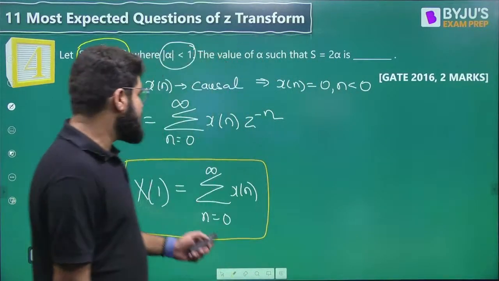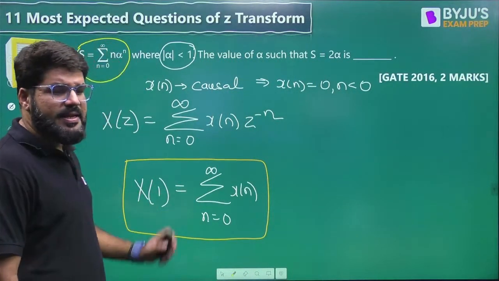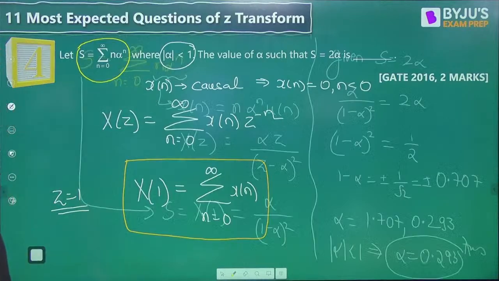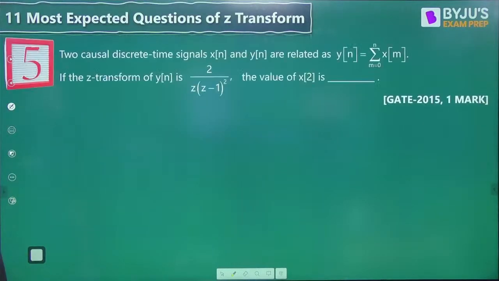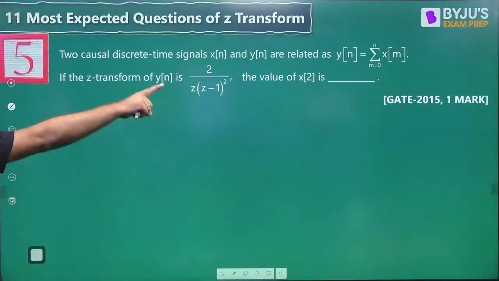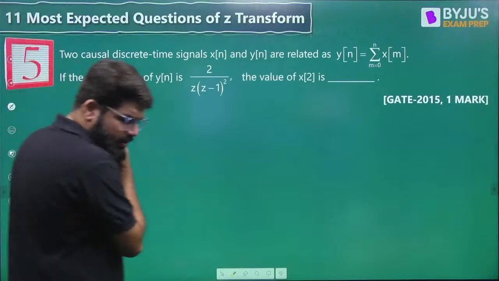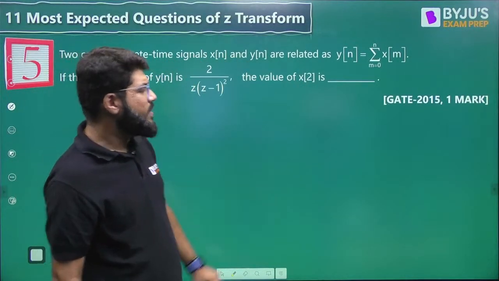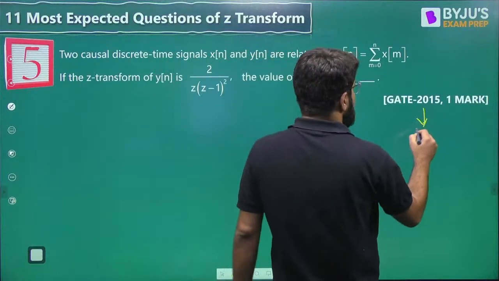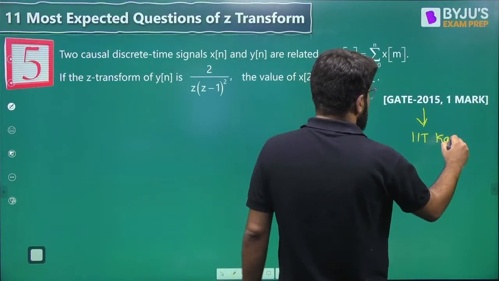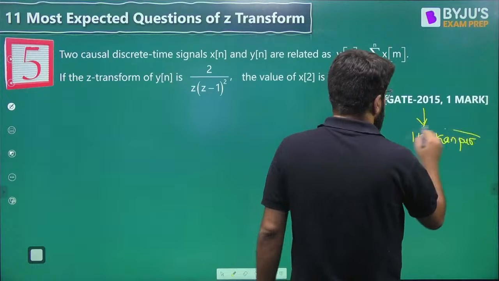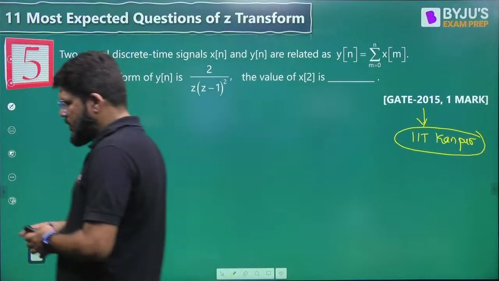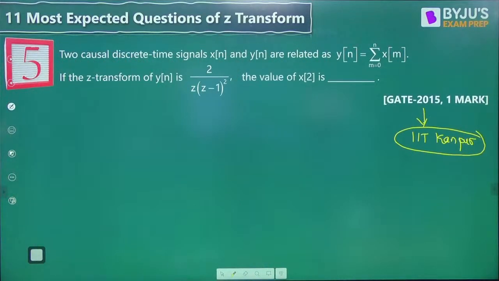Good one again. Summation can be solved by using the Z transform at z equal to 1. Okay, next question, number 5. It's also a GATE question. Two or three questions for today I have taken from GATE. So GATE 2015, 1 mark question. Whenever GATE 15 strikes in the mind, you should remember it as the IIT Kanpur year.